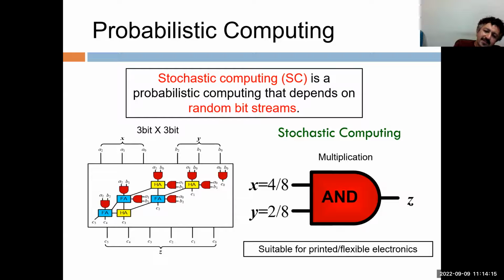Currently we are not doing research on probabilistic stochastic computing, because from the logic, circuit, and system perspective, I don't see a good picture here. So it is just my intuition.